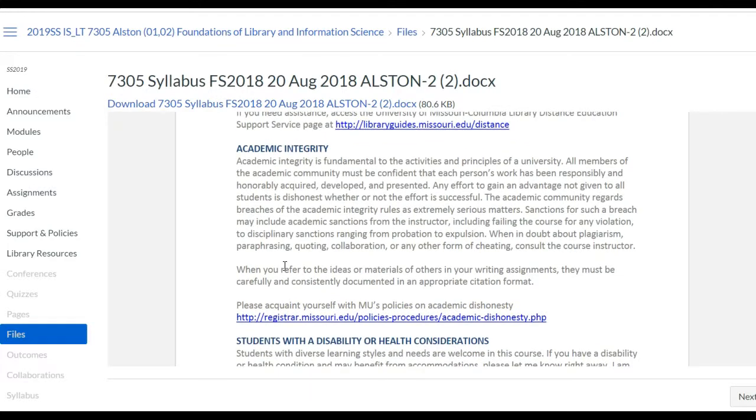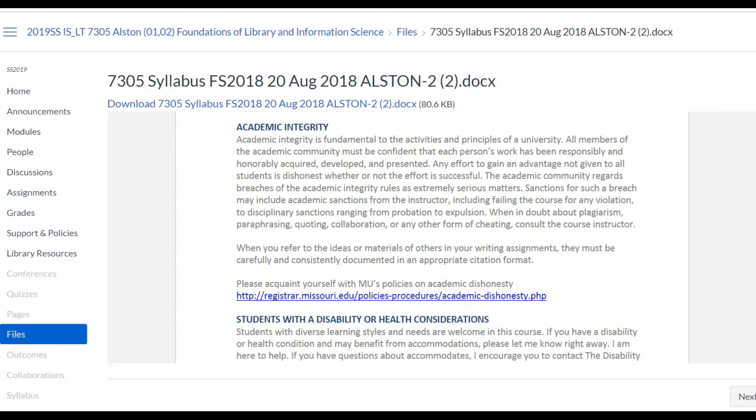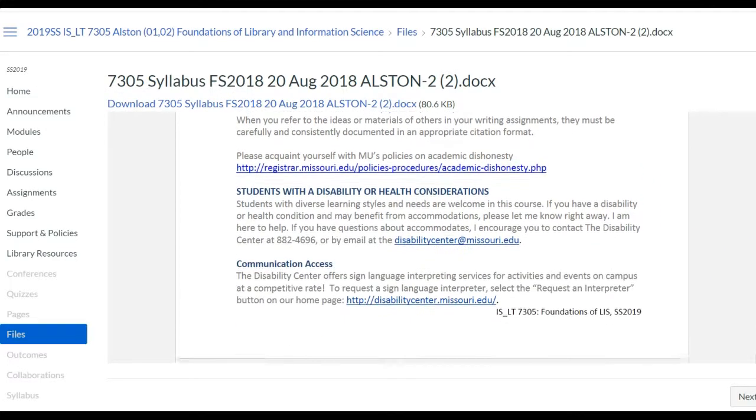Academic integrity. Basically, folks, don't cheat and don't plagiarize. Again, you can read through that yourselves, but don't cheat, don't plagiarize, and we'll be good to go.